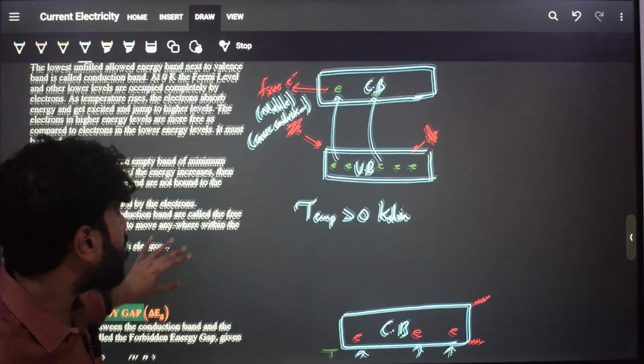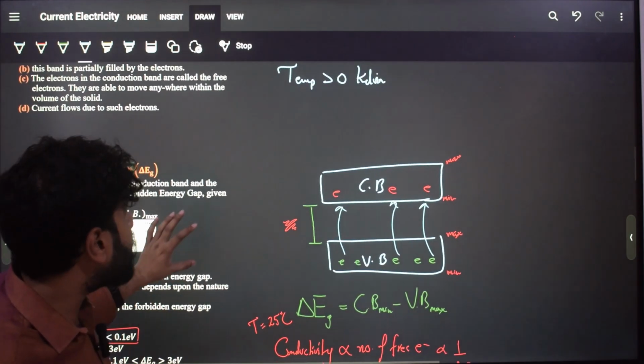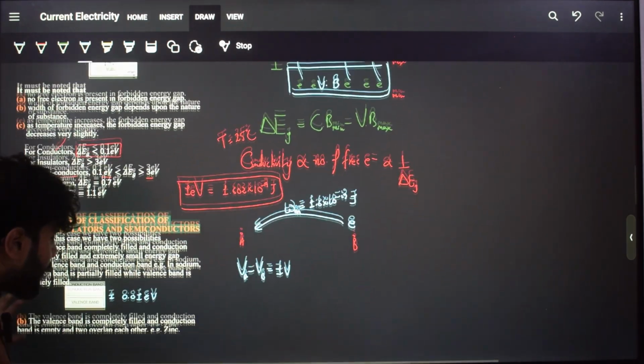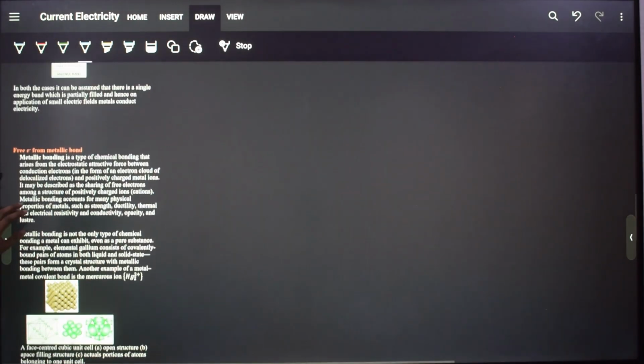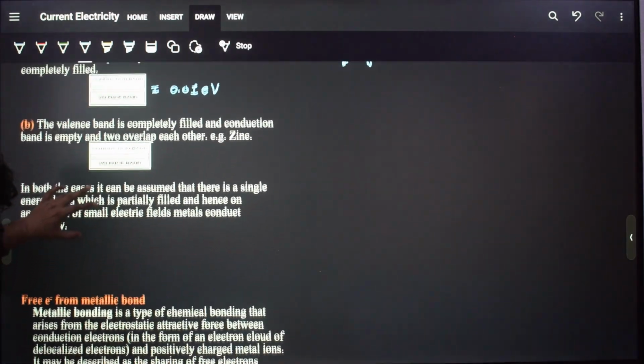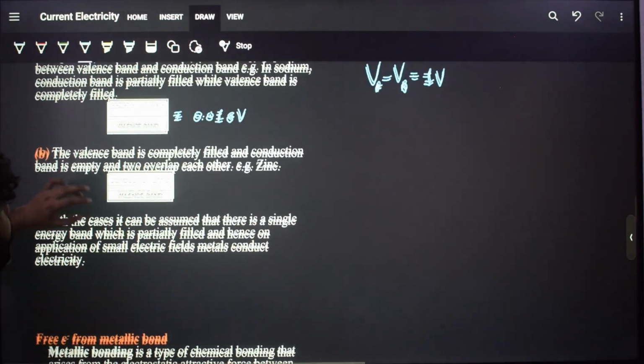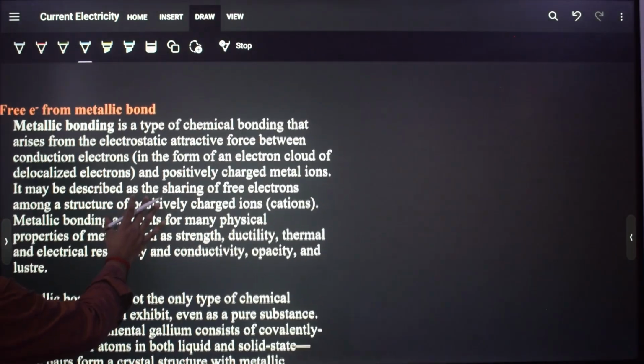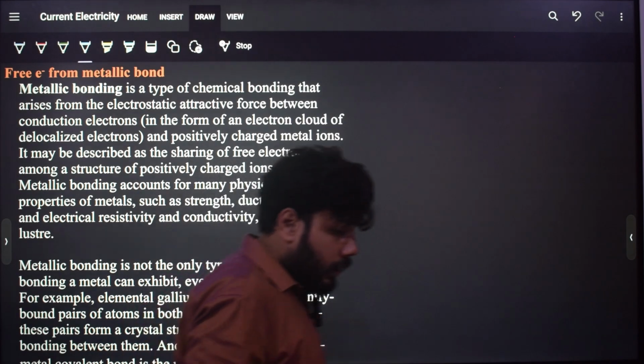So this is the definition of free electron, and this is the only electron which can cause conductivity, because they are mobile and they can move freely. So we have defined free electron with the help of energy band, right? You will study this again in semiconductor. Now we will define free electron with the help of metallic bond, right?